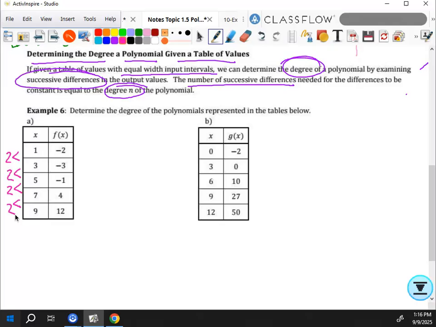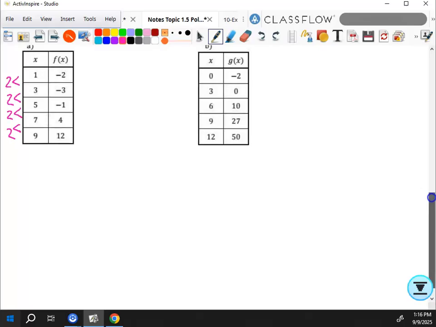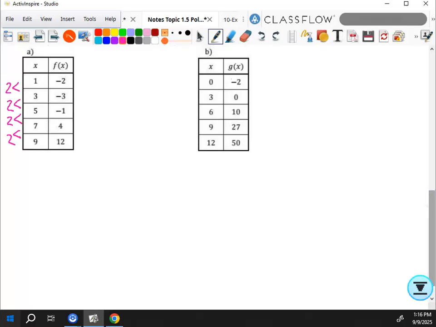Then, just like we did on the other tables, we are going to find our differences here. Now, you have to find them accurately, which means you have to be able to add and subtract positive and negative integers. Negative 3 minus a negative 2 is negative 1. Negative 1 minus a negative 3 is 2. 4 minus a negative 1 is 5. 12 minus 4 is 8.